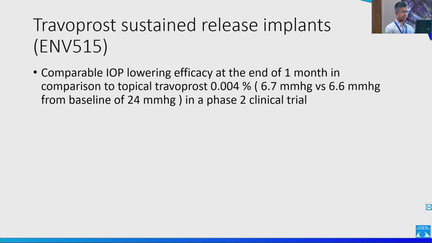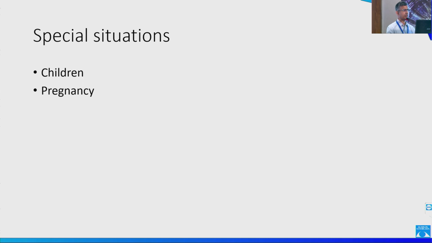The travoprost punctal plug has also been tried, and what you're seeing here is an intraocular pressure reduction of about 25%. So you saw comparable intraocular pressure reductions at 1 month compared to topical travoprost in phase 2 clinical trials. One of the concerns with all the punctal plug implants is that they can cause dilatation of the punctum. The punctum starts becoming quite ugly looking after 3-4 months. So that is a bit of a concern.